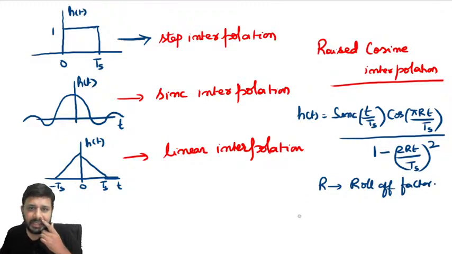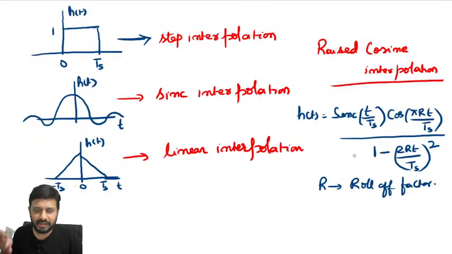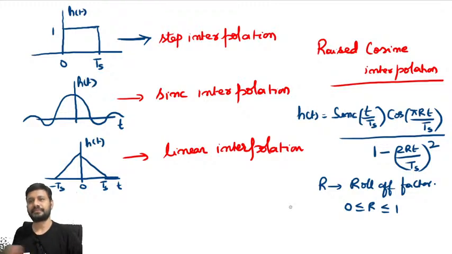If you are going to reconstruct your original signal using sinc pulse and raised cosine pulse, the performance of the raised cosine pulse is better compared to the sinc pulse due to the multiplication with this factor. How this factor came, and what is the equivalent effect in frequency domain if I multiply this factor, all that will come in communication. Intersymbol interference is not a discussion of this part. And remember, the roll-off factor will lie between 0 and 1. If the roll-off factor R is 0, your raised cosine interpolation will become sinc interpolation only.